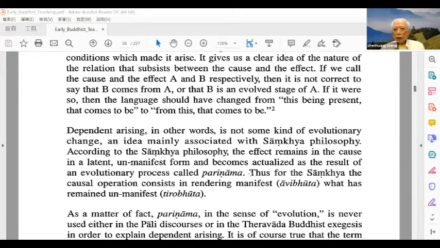Pari means outward or other or beyond. It means different. Nama means name, or we may say nama is the concept, our concept. Parinama, on a very superficial meaning, means other name.